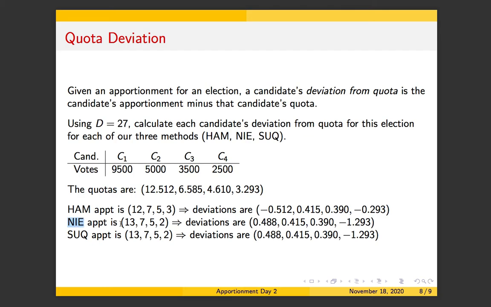NIE is clearly favoring the top candidate. Based on the rule description, it's clear that NIE is favoring the top candidate and punishing the bottom candidate. But you can still ask, how much? How much is NIE biasing towards the first candidate? Is it more than SUQ, which also clearly biases the first candidate, or is it less? If less, by how much less?